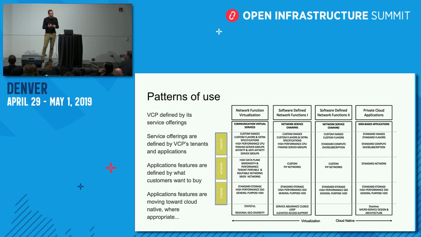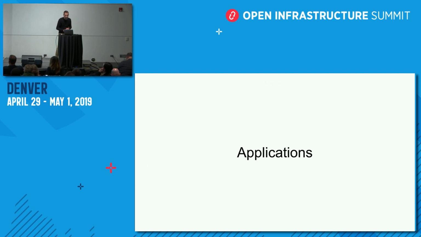Okay, so our service offerings are defined by our tenants, of course, right? And our features come across based upon what our customers want to buy, right? And we are seeing these things evolve, just slowly. So that's patterns of use that we see today, okay?